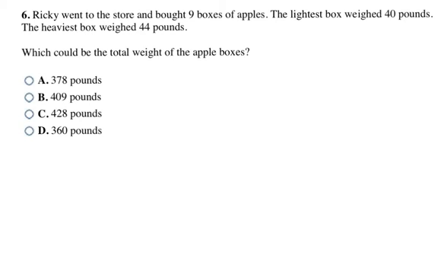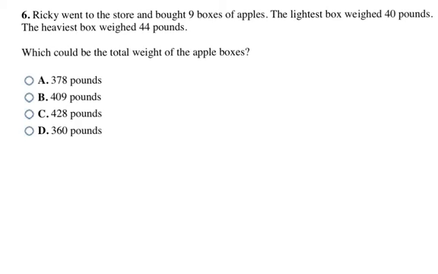Next, I'm going to look at some word problems in rounding. So here, Ricky went to the store and bought 9 boxes of apples. The lightest box weighed 40 pounds, and the heaviest box weighed 44 pounds. What could be the total weight of the apple boxes? So I know there's one box that's 40, one box that's 44, and the other 7 are somewhere in between that.